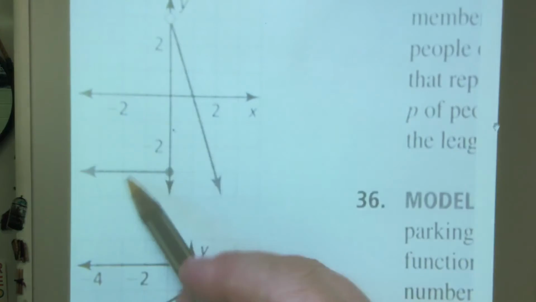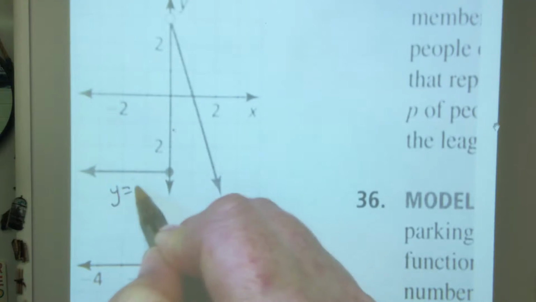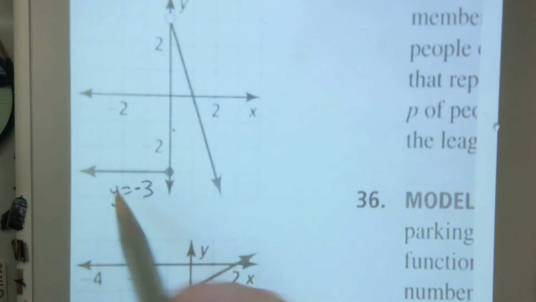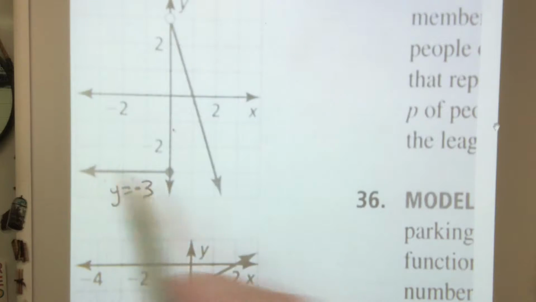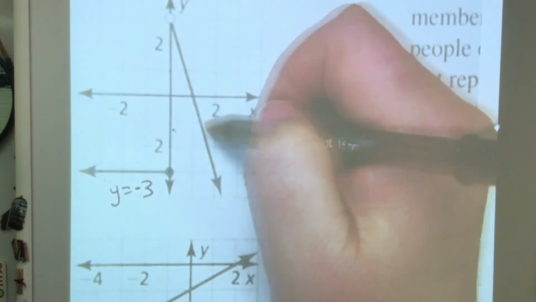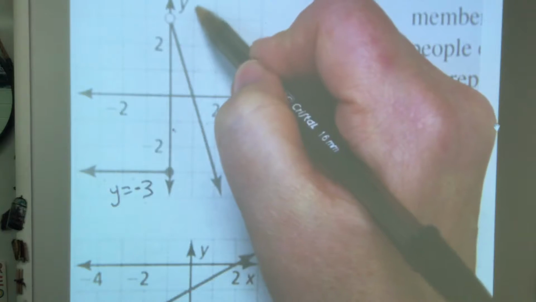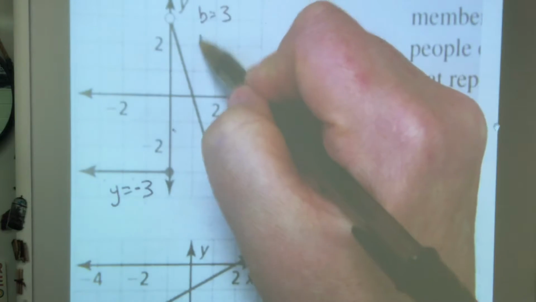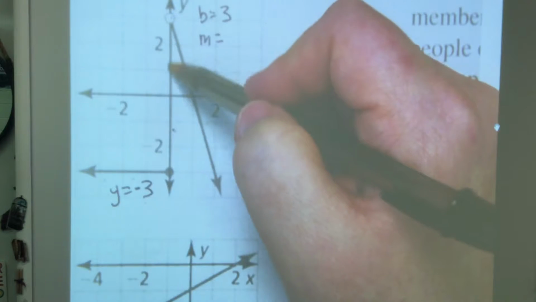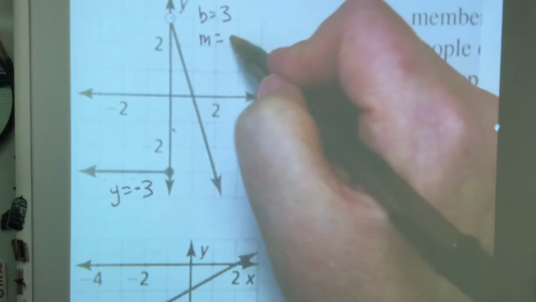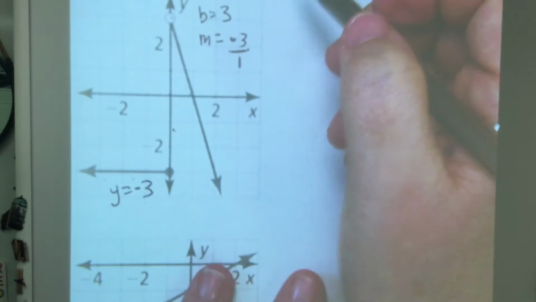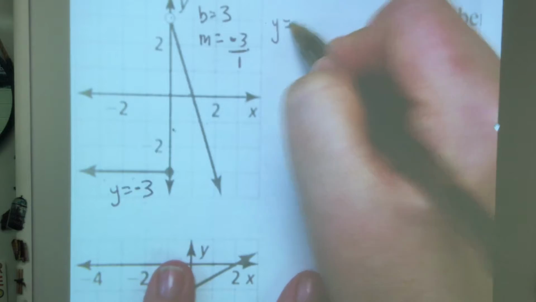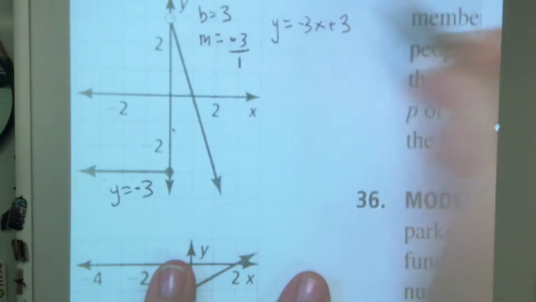See if I can make this a little bigger. Okay, so here we have the equation y equals -3. The linear equation for this, because the y-intercept is -3, it's a horizontal line, no slope. And this one has a y-intercept, b equals 3, and the slope is down 3. So down 3 over to the right 1, so -3 over 1. So my equation would be y equals -3x plus 3.